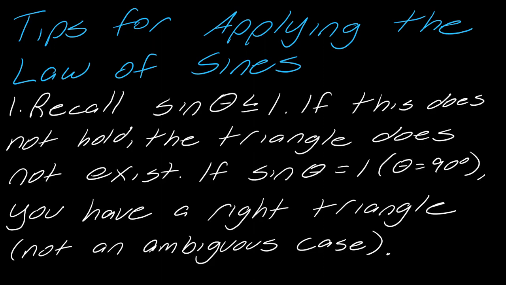Just sine function 101, it has to be less than or equal to 1. If this does not hold, then you get to say the triangle does not exist. This is going to be very helpful. And if you find that for any theta, sine of theta equals 1, that means theta equals 90, and so you have a right triangle. If you have a right triangle, then you know it's not ambiguous.